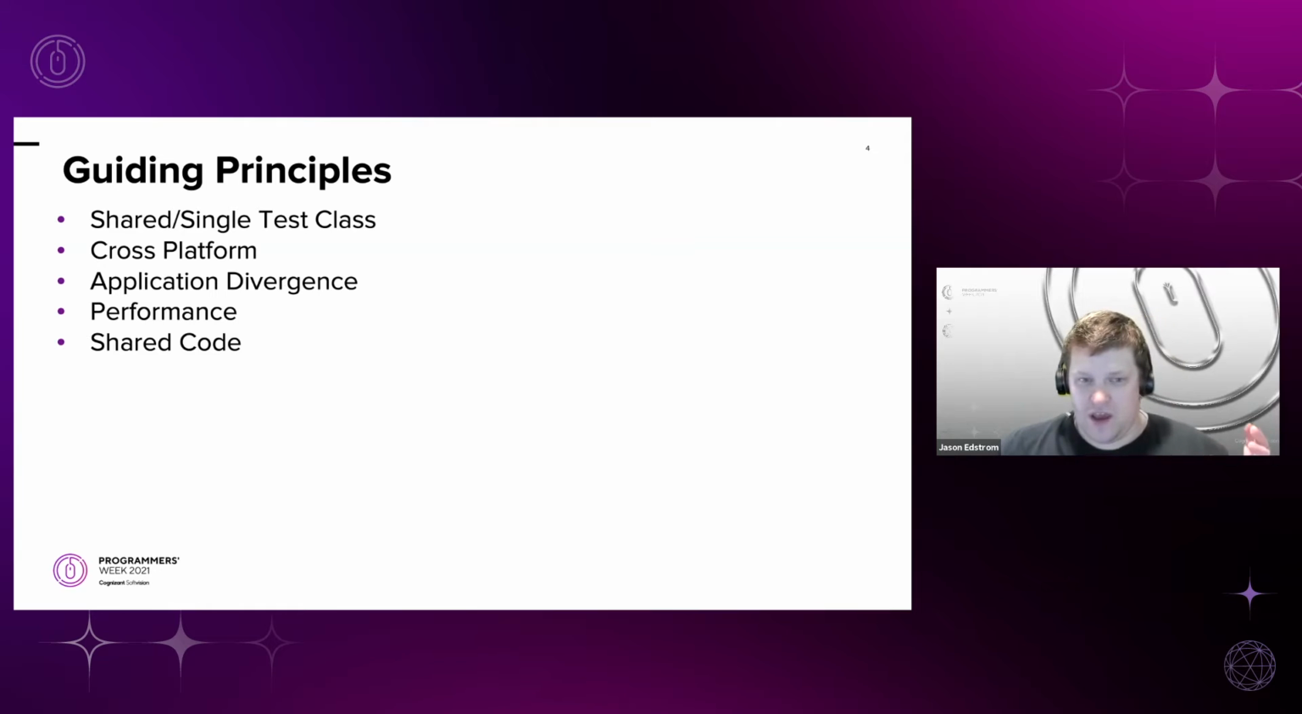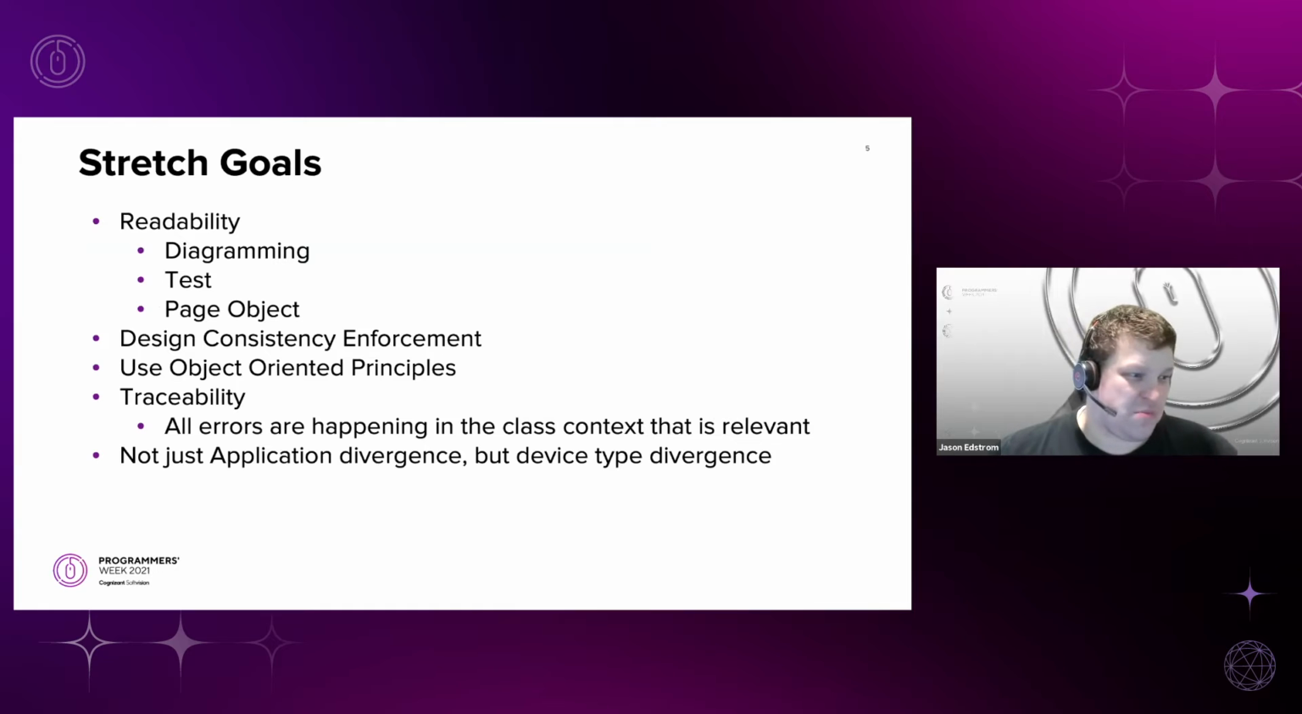And then the last piece is we want to start using shared code consistently across the platforms. That way we are able to write it once and not have to duplicate. We can keep our framework simple and approachable for new automation engineers. And then we have some stretch goals.